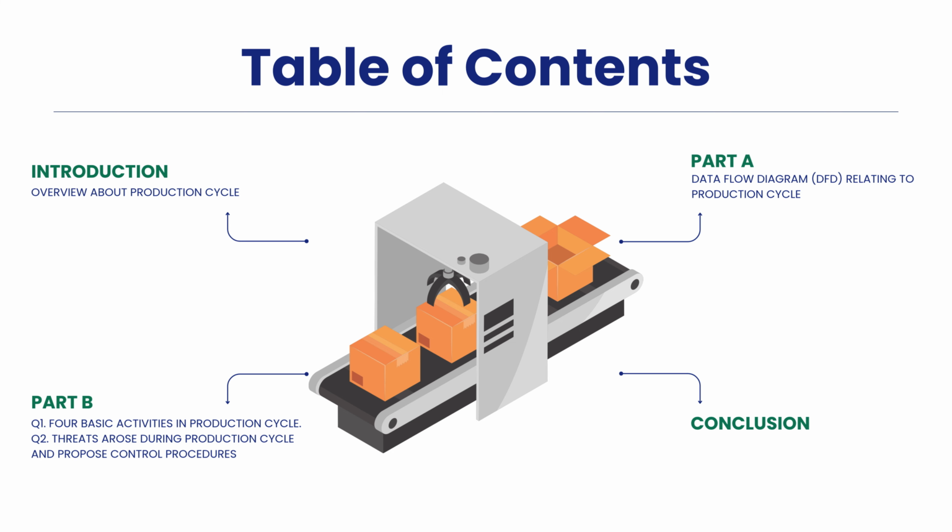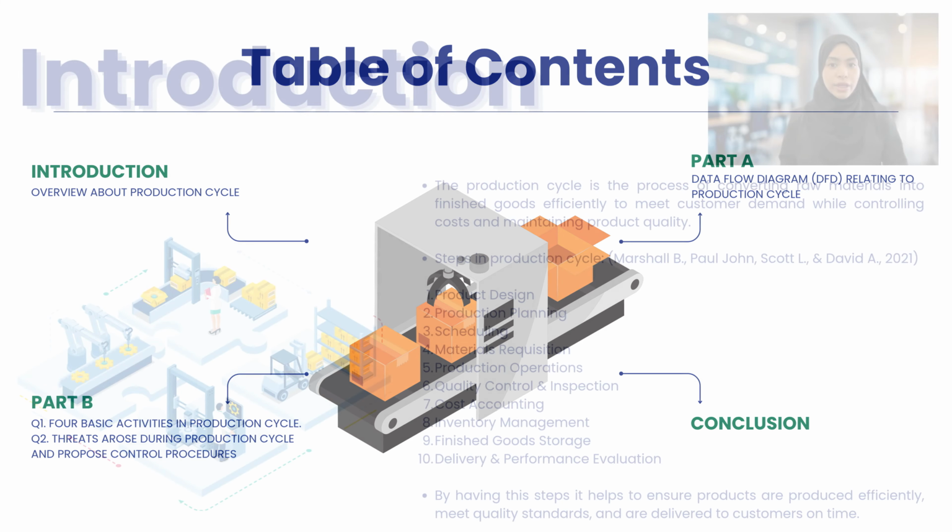The contents that we will be presenting in our topic today are introduction, in which overview about the production cycle. Next, we have part A and B, in which part A will explain about data flow diagram, DFD, relating to the production cycle. And for part B, we have two questions. The first question is about 4 basic activities in production cycle, and the second question is about threats during production cycle and the control procedures. Last but not least, we have the conclusion.